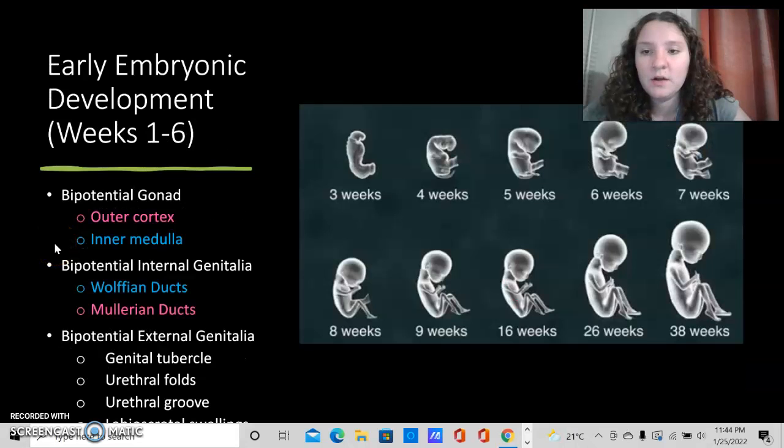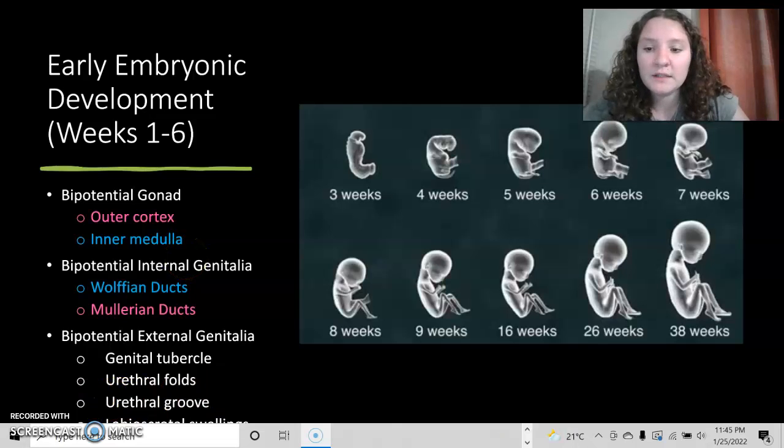Now let's have a look at early embryonic development. So this is weeks 1 to 6. During the first 6 weeks of development, embryonic tissues are considered bipotential because they cannot be morphologically identified as male or female. So the bipotential gonad has two layers, the outer cortex and the inner medulla. The bipotential internal genitalia has Wolffian ducts and Müllerian ducts, and then there's also an area for bipotential external genitalia.